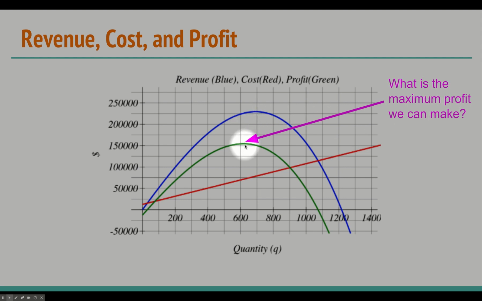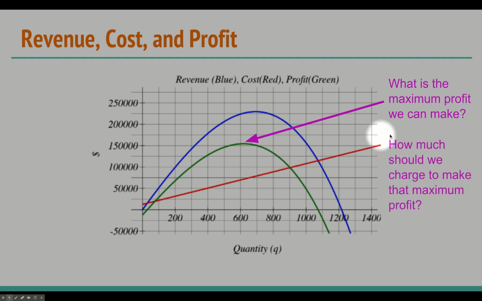That corresponds to the peak of this green profit curve. You can see here roughly that the maximum profit occurs at approximately maybe 625 items sold. In addition to trying to identify how many items are going to maximize our profit, we'll also ask and answer the question, how much should we charge for each item in order to make this maximum profit point? This analysis here will be among the most important ones that you do in your project.